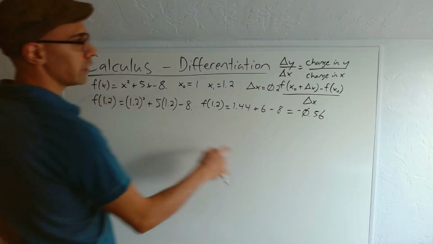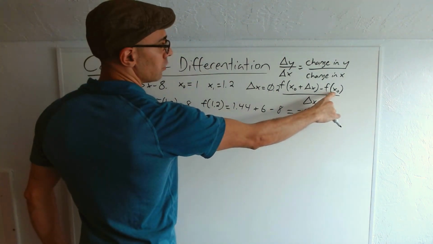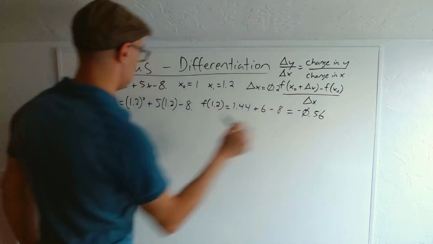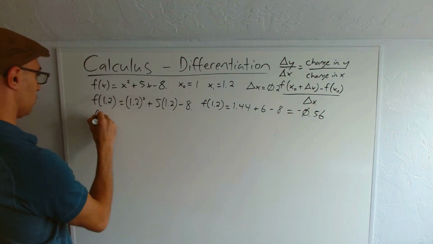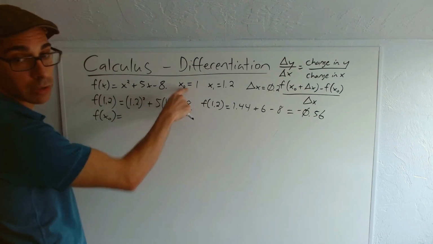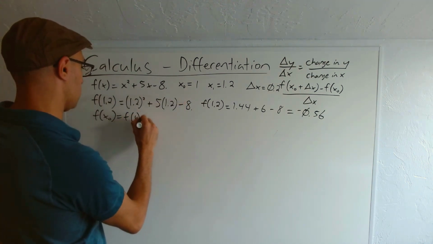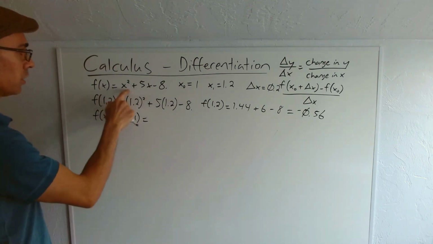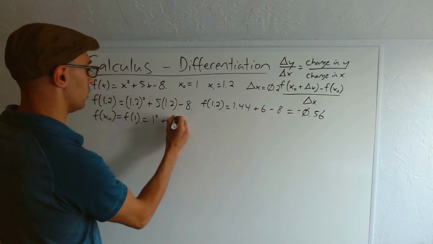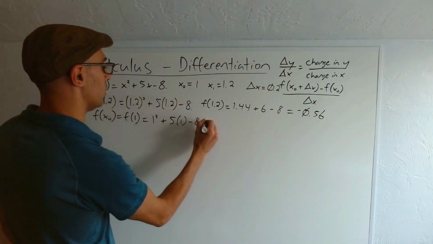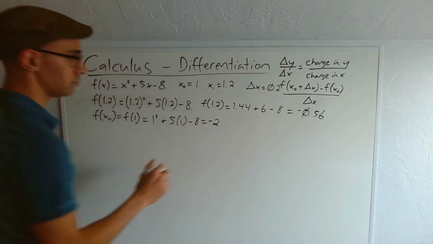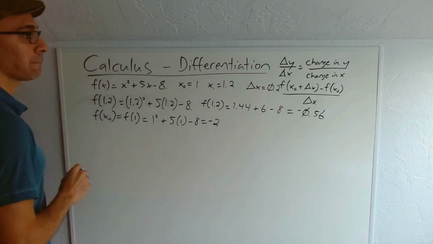Okay. Now we go back and plug in the initial value. So we figured this piece out. Now we've got to figure this piece out. So what is f of x naught? Well, that's f of 1. And f of 1 means we plug in 1 everywhere that we see an x. So f of 1 is 1 squared plus 5 times 1 minus 8. That equals 1 plus 5, 6, minus 8, negative 2.